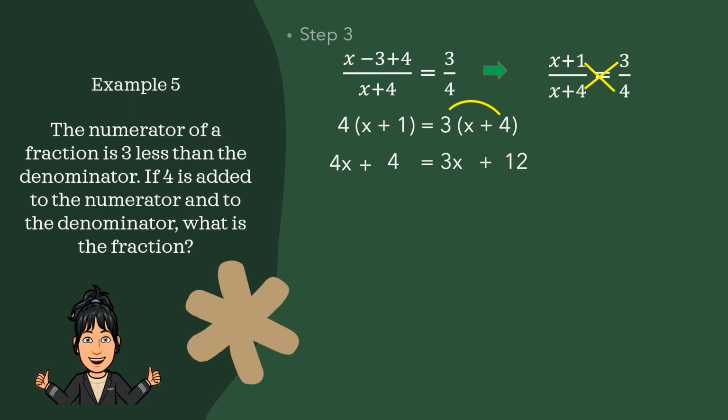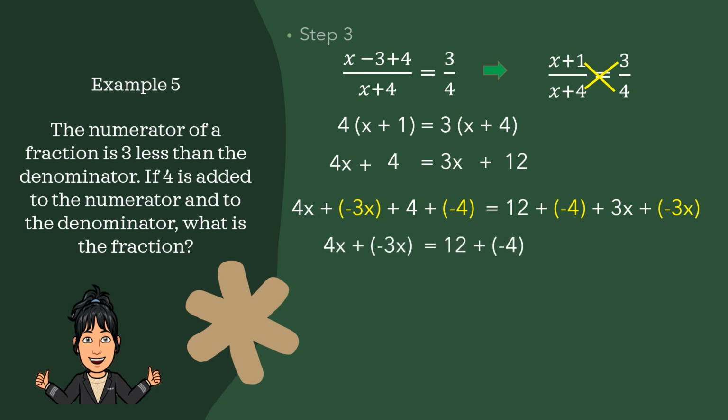Combining similar terms, by addition property of equality, we have now 4x plus negative 3x plus 4 plus negative 4 is equal to 12 plus negative 4 plus 3x plus negative 3x. And the resulting equation is 4x plus negative 3x is equal to 12 plus negative 4. That will now be equal to 4x plus negative 3x is x. 12 plus negative 4 is 8. Therefore, the value of the denominator is 8.